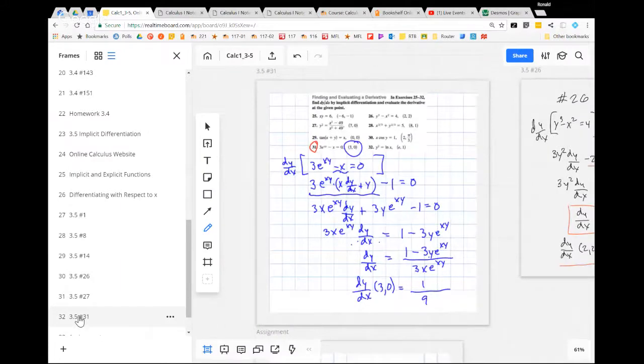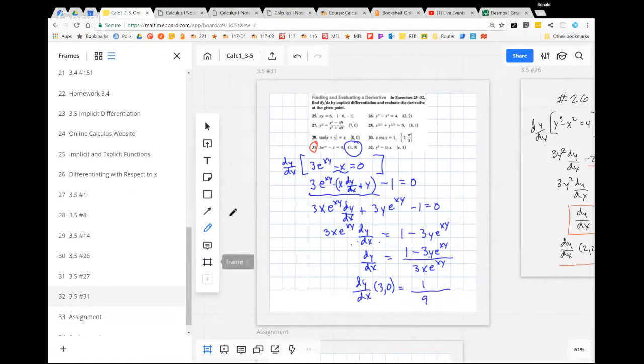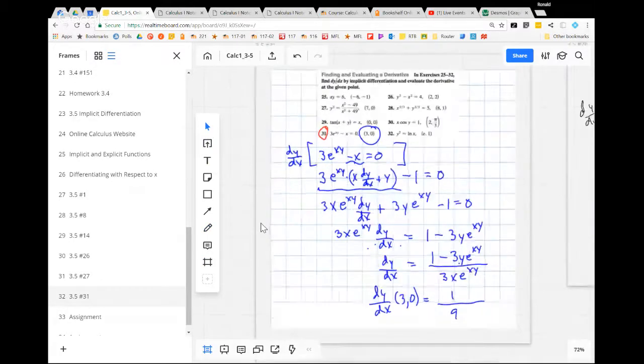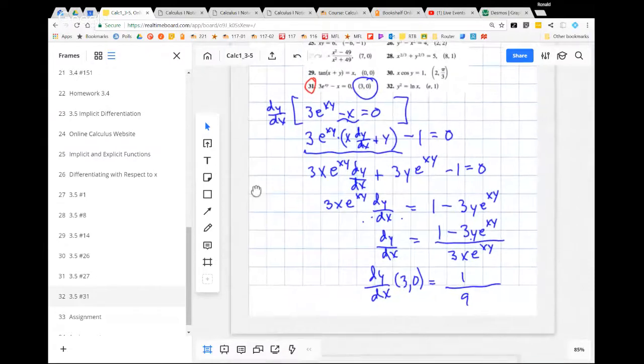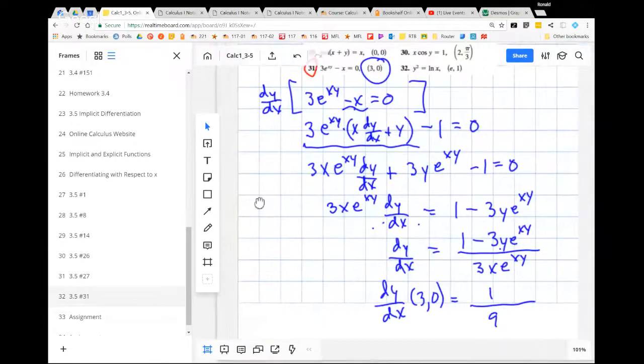Okay, let's look at one more. Number 31. Yeah, we'll look at one more. Number 31, as you can see, is the function 3e to the xy minus x equals 0. And we're supposed to do this at the point (3, 0).